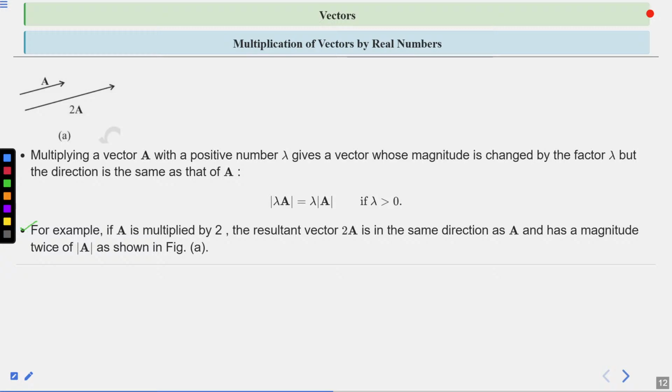For example, if vector A is multiplied by 2, the resultant vector 2A is in the same direction as A and has magnitude twice that of vector A. So as shown in this figure, here vector A and vector 2A, the direction is the same but the magnitude is different. Why? Because it is multiplied by 2.